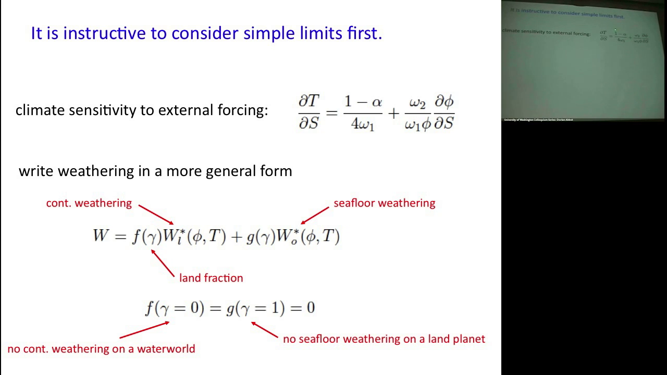And this term right here, this is the climate sensitivity if you don't have any changes in CO2. So every unit of insolation change gets converted into a temperature change. This is the maximum you can get for the climate sensitivity to external forcing. And this term describes any weathering feedbacks. We're going to change the CO2 in order to keep the temperature in a smaller range. So we want that to be low.